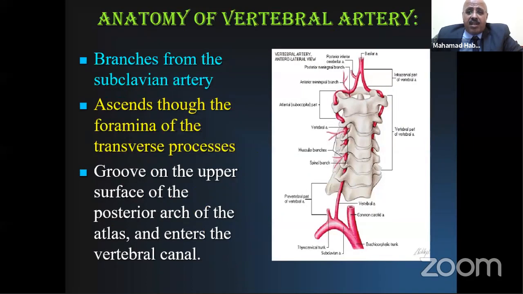The vertebral artery, it's important. All spine surgeons should know about the anatomy of the vertebral artery. It branches from the subclavian artery. It ascends through the foramina of the transverse processes, starting at C6, sometimes C7, grooves the upper surface of the posterior arch of the atlas, and enters the vertebral canal.